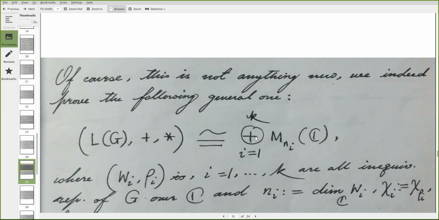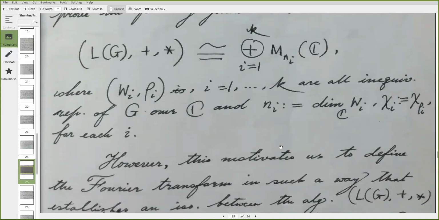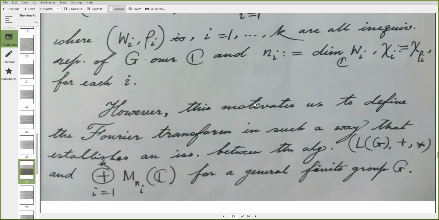find a direct... the correct approach for defining the Fourier transform in the setup of general non-abelian groups should be the following: the Fourier transform should be defined in a way that establishes an isomorphism between this and that. Again, let me repeat that this motivates us to define the Fourier transform in such a way that it establishes an isomorphism between this group algebra and the direct sum of matrix algebras.